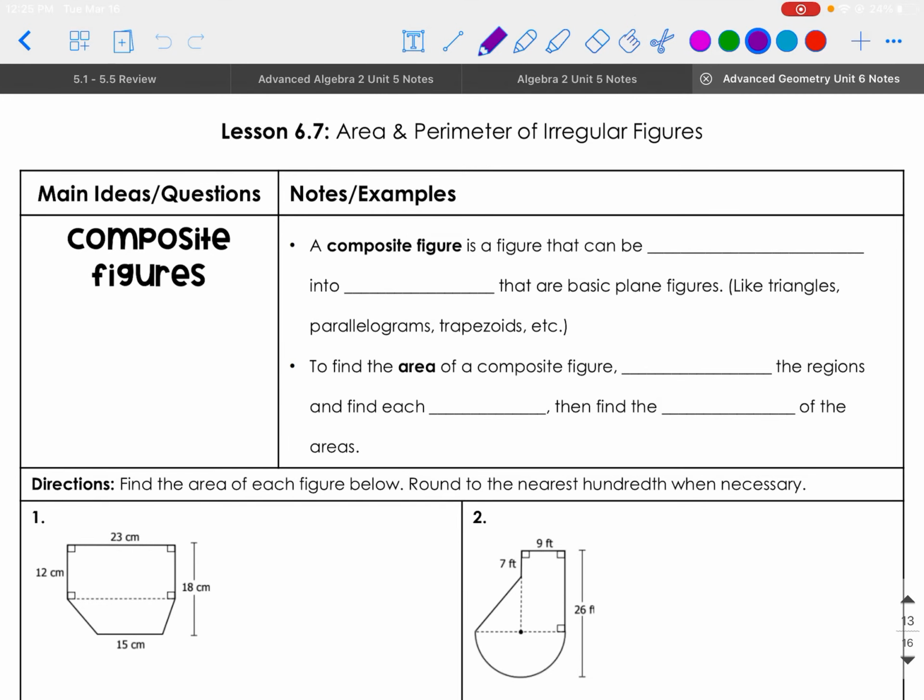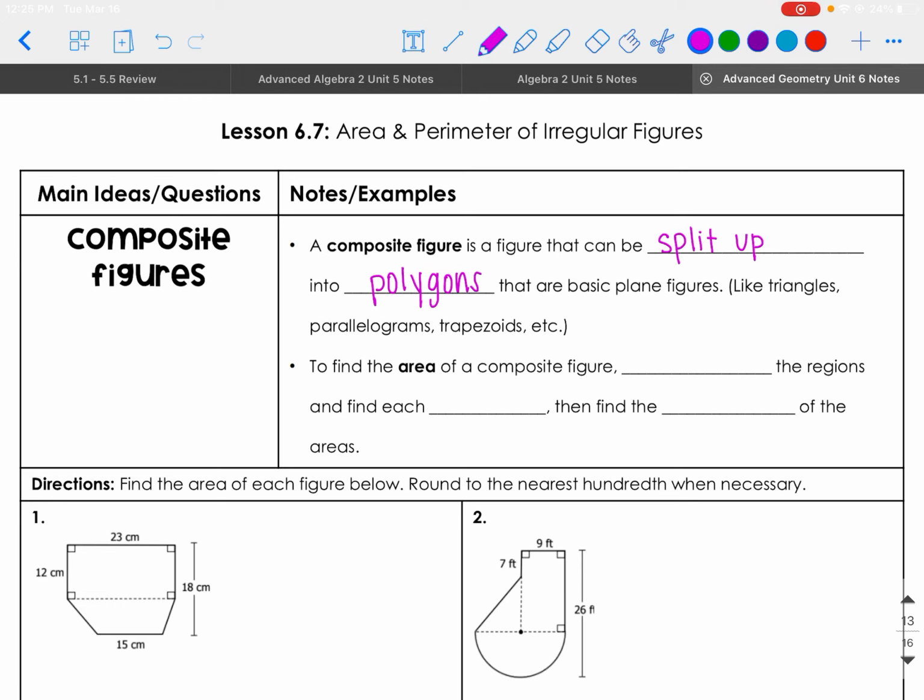Hey guys, in this video we're doing lesson 6.7, which is on area and perimeter of irregular figures. So a composite figure is a figure that can be split up into polygons that are basic plane figures, like triangles, parallelograms, trapezoids, that sort of thing.